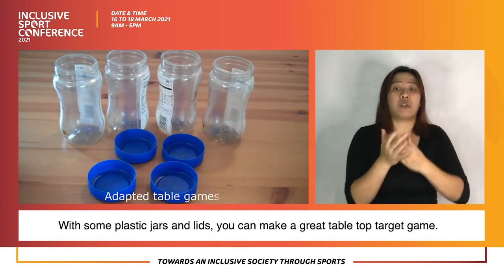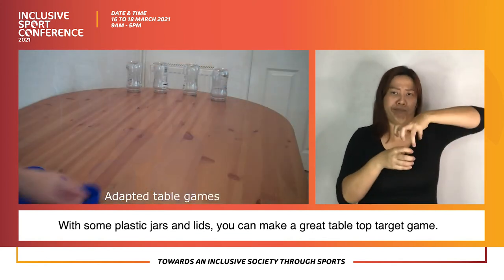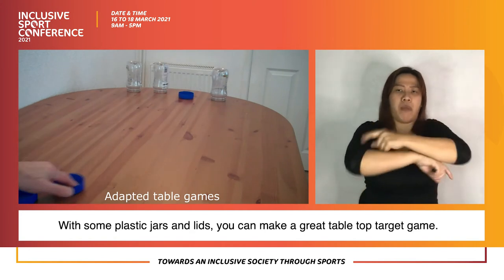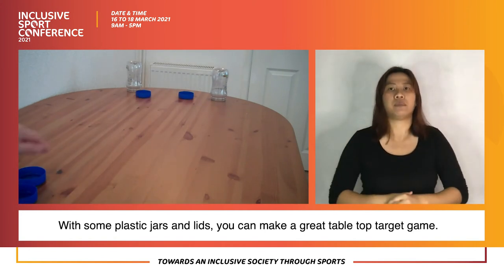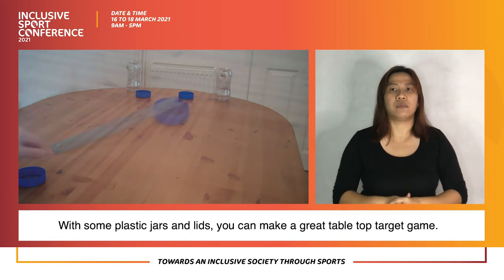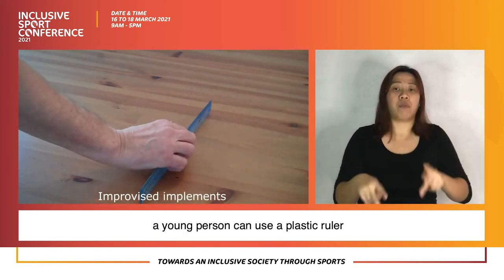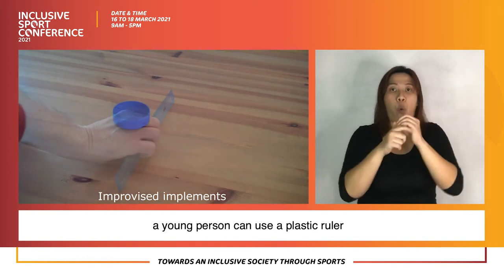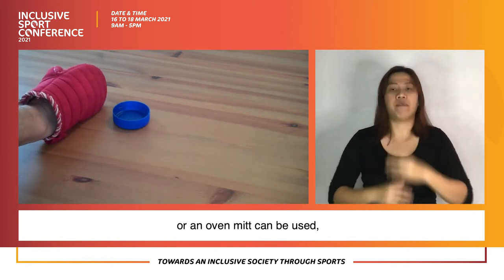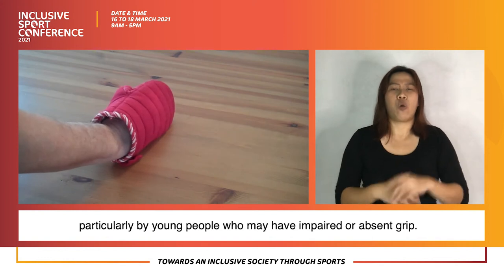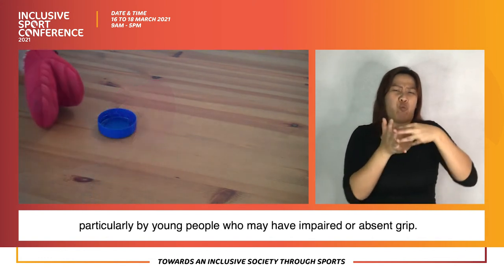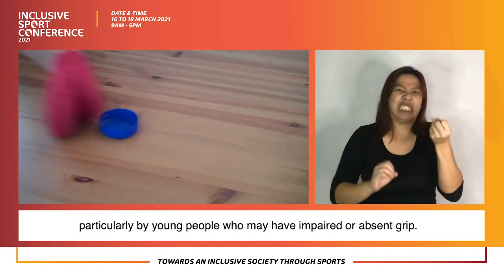With some plastic jars and lids, you can make a great tabletop target game. To help with propelling the ball, a young person can use a plastic ruler, or an oven mitt can be used, particularly by young people who may have impaired or absent grip.